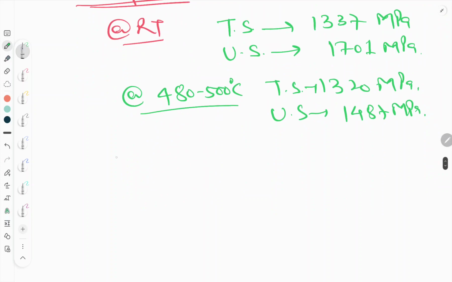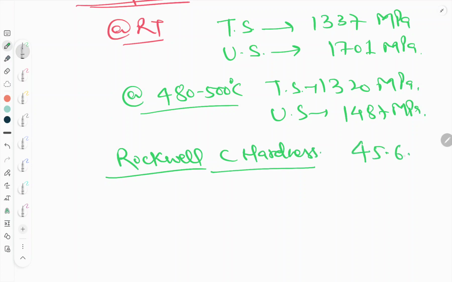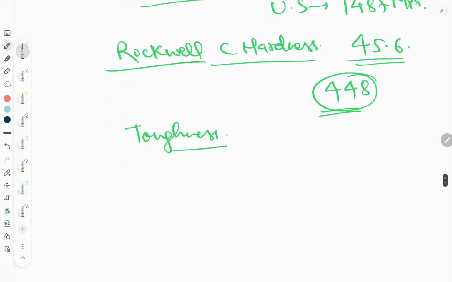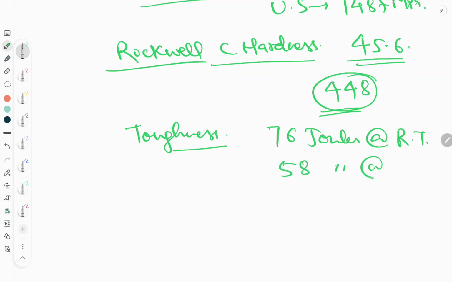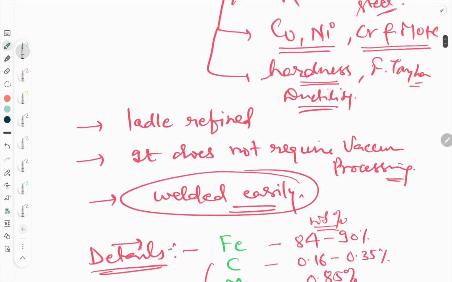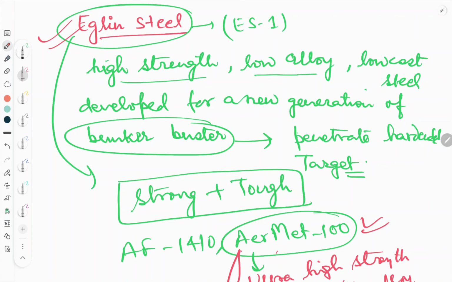If you talk about the hardness of this Eglin steel, the Rockwell C hardness is around 45.6, and in terms of Brinell hardness it is 448. For toughness, the Charpy notch impact is 76 joules at room temperature. At a cryogenic temperature of around minus 40 degrees centigrade it is around 58 joules. So these are some special properties of this Eglin steel, along with its composition and special features.